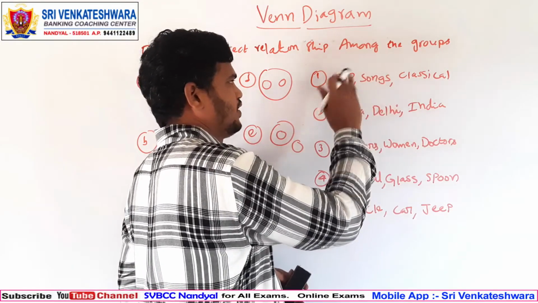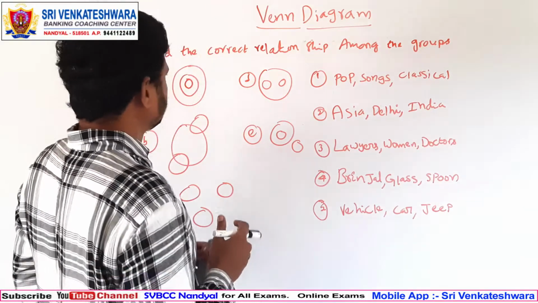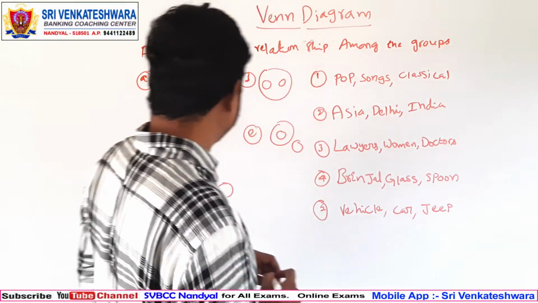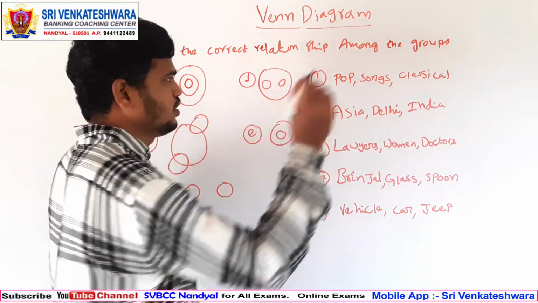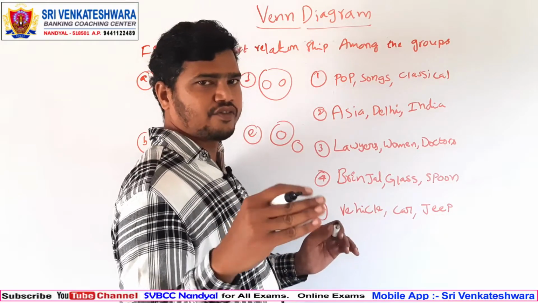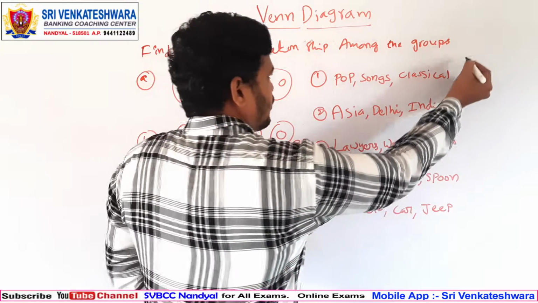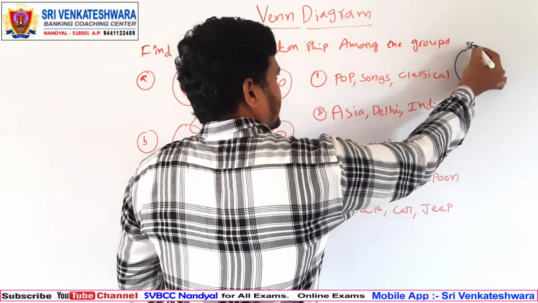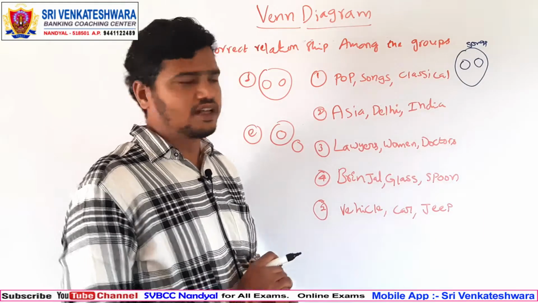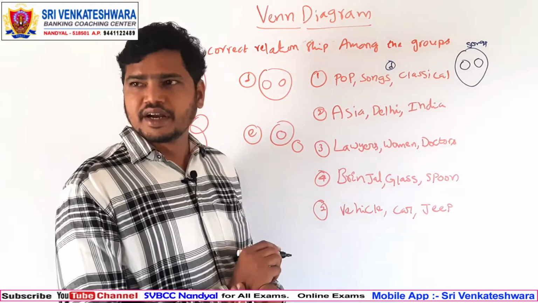We can have the different ones, pops and classical. Classicals are different here. So which one should be correct for this one? Songs is one of the categories. In songs we can have pop songs, which are different, and classical songs, which are different. So here we have the songs category, and you can have pop and classical. So which one should be here? Option D for this one.